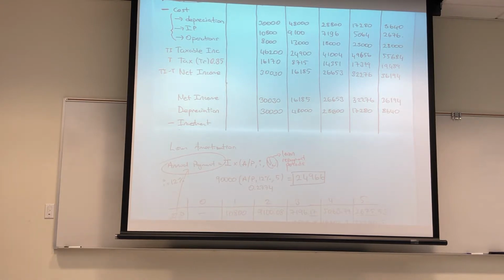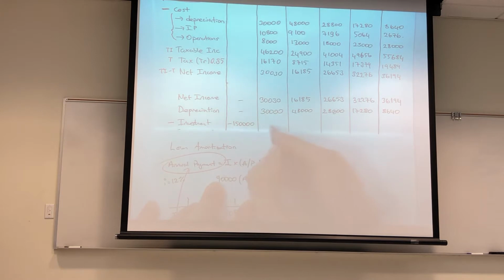So not to mistake everything, just write the investment as a negative value. You can write it as positive, but then you have to change your calculation accordingly. So this is how I actually solve these questions. 150,000 minus, right? Nothing. You don't have anything else.